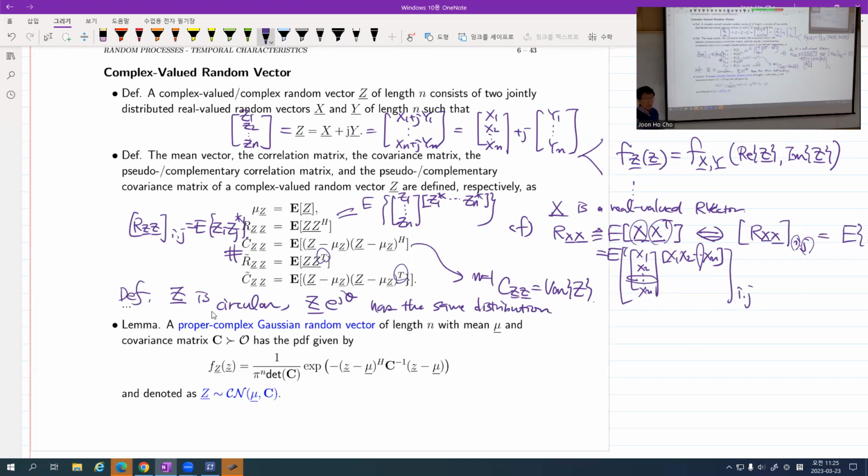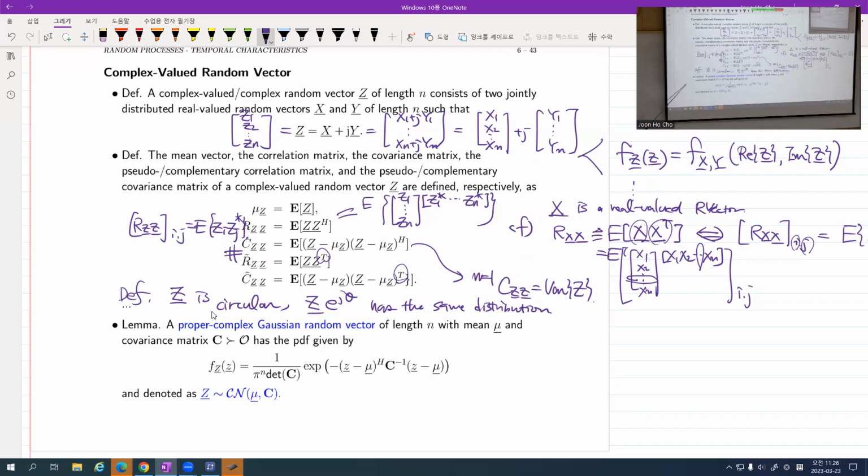When n equals 1, length equals 1, this definition reduces to the circularity of a complex random variable. However, multiplying by e to the j theta, rotating every component of z using the same angle, seems too restrictive a definition. But anyway, some people love this definition. So if these two complex random variables have the same PDF, they say it's circular. I hate that, but anyway.